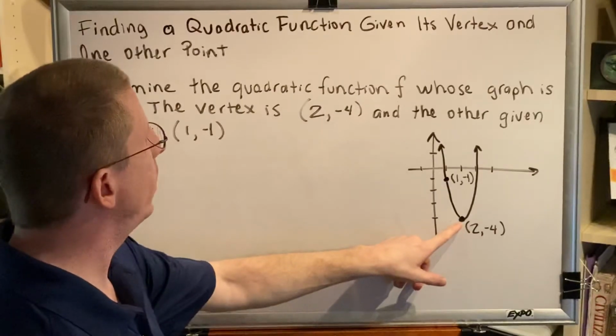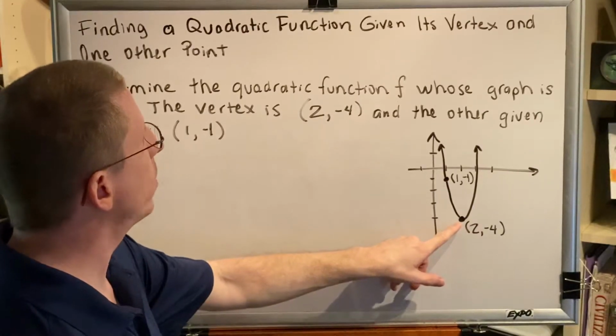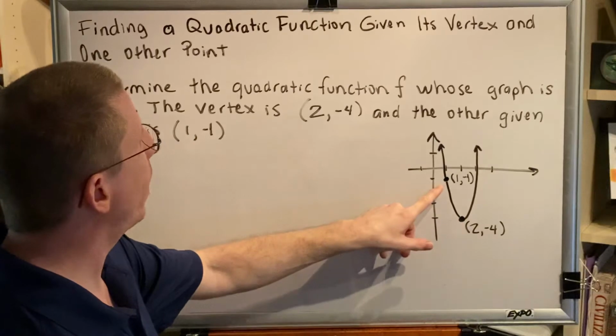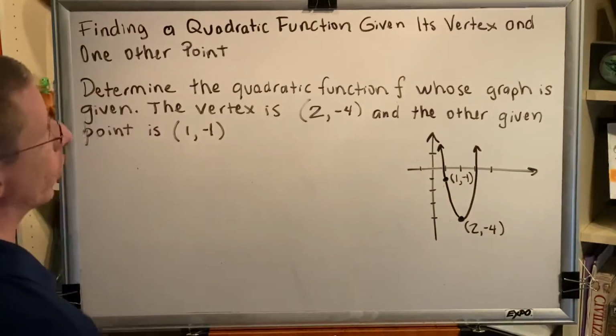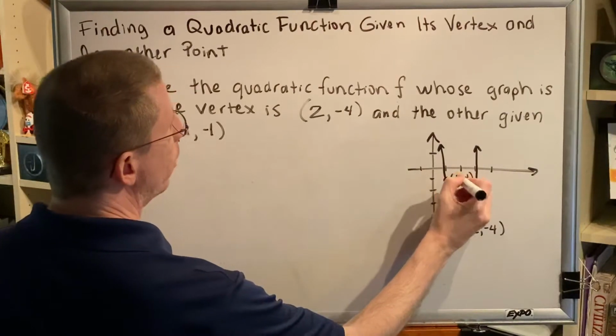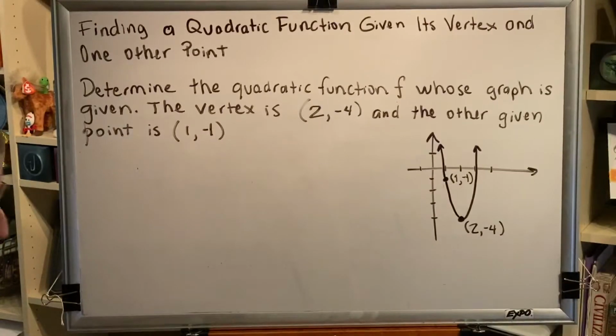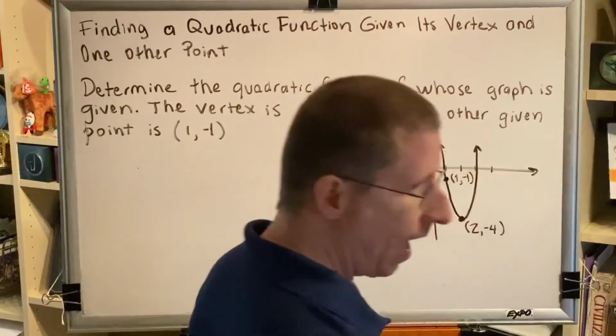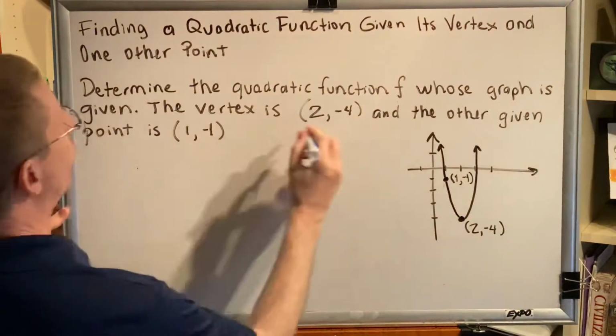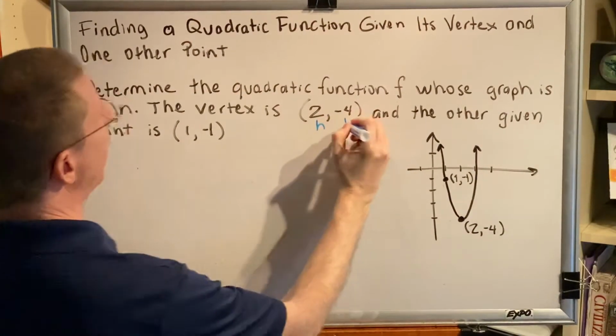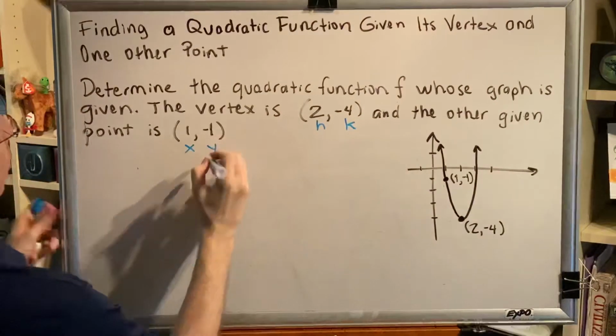(2, -4) is the vertex, it's the minimum point on our parabola, and (1, -1) is the other point that the parabola goes through. All right, so let's go through the four-step process to solve a problem like this. The first thing is to identify h, k, x, and y. The vertex is h and k. The other point is x and y.